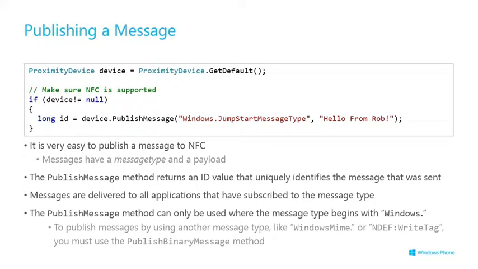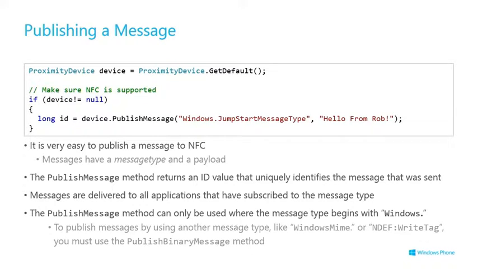The first parameter will be the actual message type. It's just a string, but it has to begin with Windows dot in order for this publish message to work. So it's got to be Windows dot something, and then what you put after that is entirely up to you. Your own unique string identifier message type, and then the actual data that you want to send across. And you get back an ID value. You need to save that because at some point later on you want to unpublish these things.